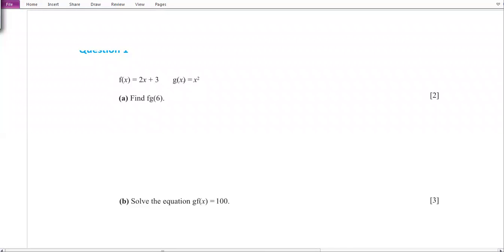The question is: f of x is given and g of x is given. You have to find f of g of 6. Okay, so first find g of 6. What will be g of 6? It means in g put 6. So it will become 6 squared, which will be 36.